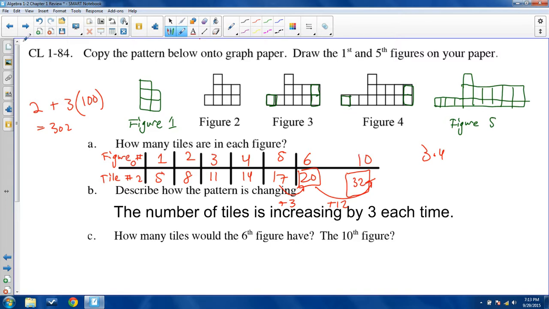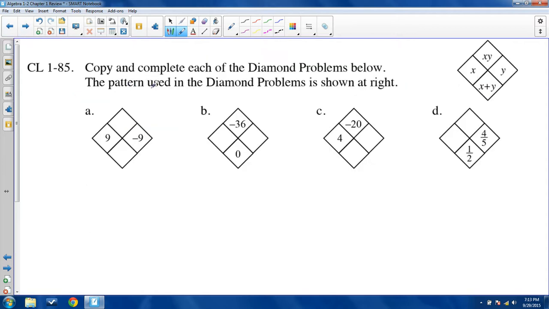Okay, moving on. Number 85, copy and complete each of the diamond problems. Well, they already copied for me. The pattern using the diamond problems is shown right here. So if you have 2 values, x and y, the top number is x times y, that's the product, and the bottom number is x plus y, that's the sum. So essentially, if you have these 2 on the left and right, you can multiply them. 9 times negative 9 is negative 81. And when you add them, 9 plus negative 9 is also 9 minus 9, and that is 0.